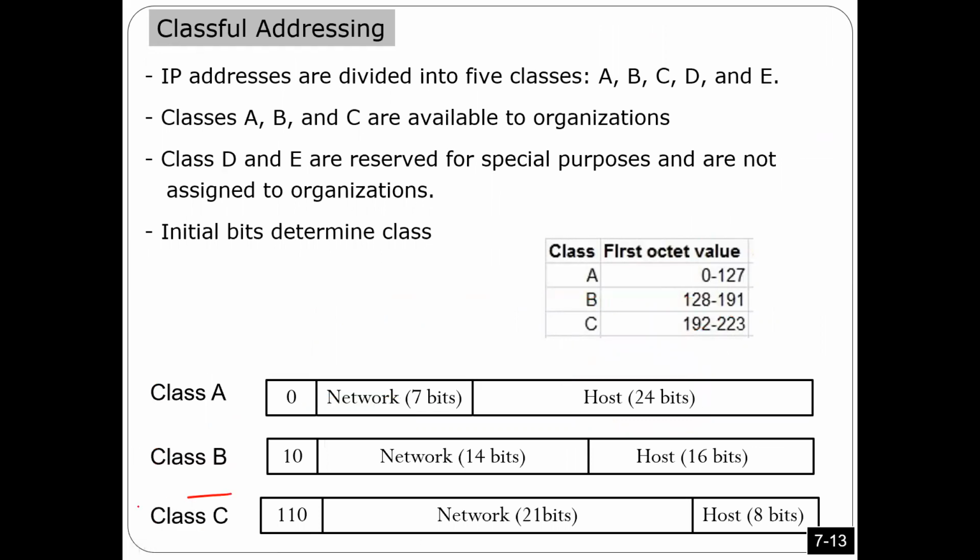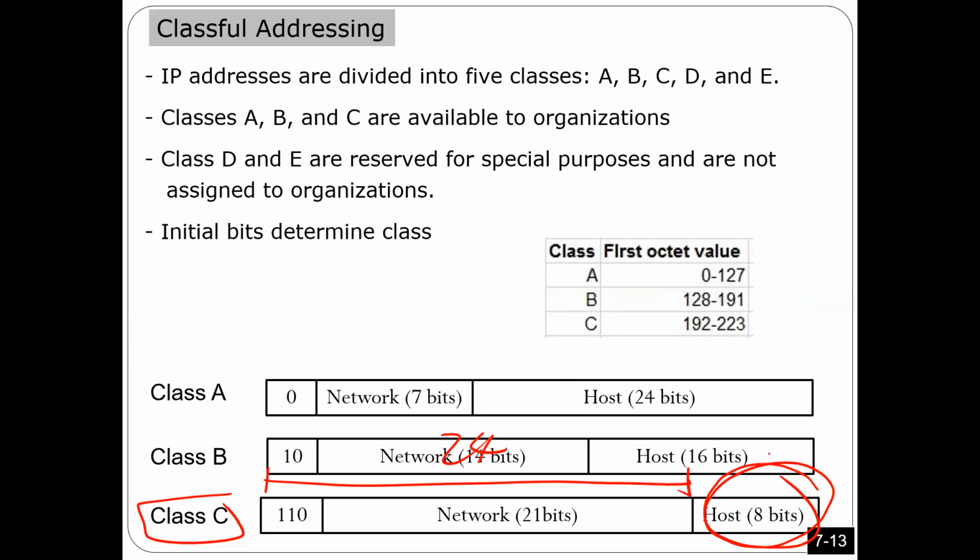So in case of class C, the network address, the network ID, is 24 bits. So all what you have here is only 8 bits. Okay, so I have 8 bits here. So in total I have 2 to the power 8 computers.